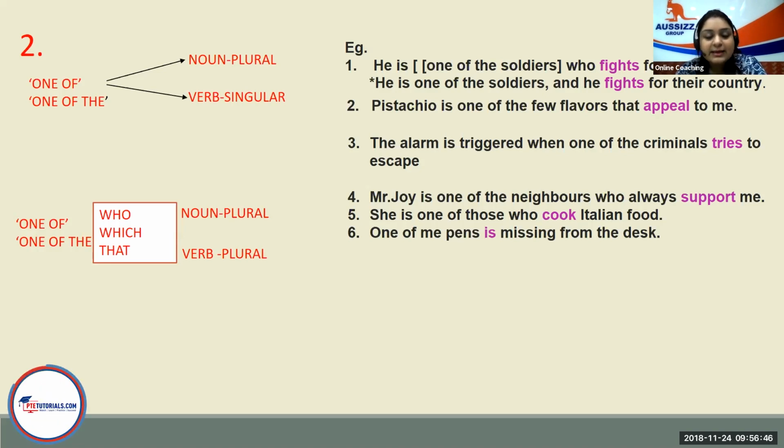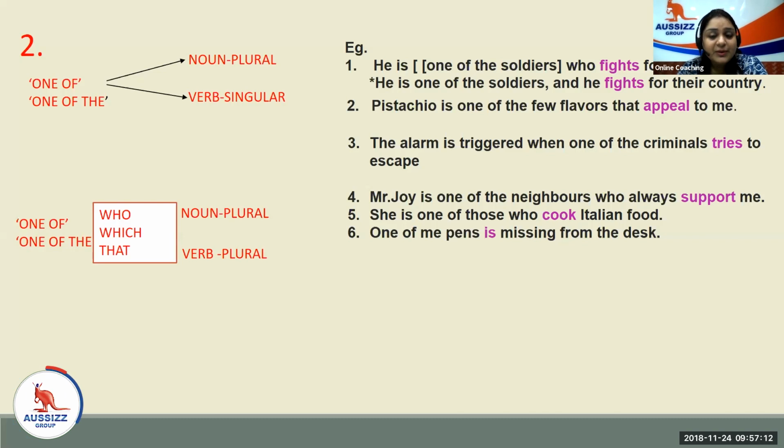for the nation. Second example, there is an asterisk there. He is one of the soldiers, comma, and he fights for the nation. This is correct because here I haven't included who, which, that. I have put a comma there. So there is a difference. He is one of the soldiers and he fights for the nation. But in the above example, he is one of the soldiers who fight for the nation.